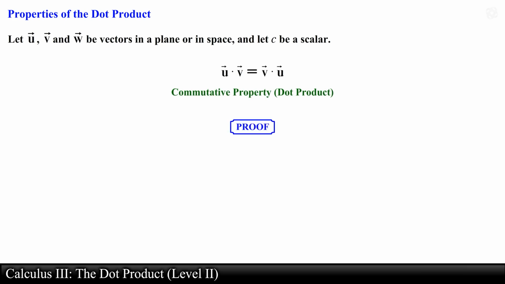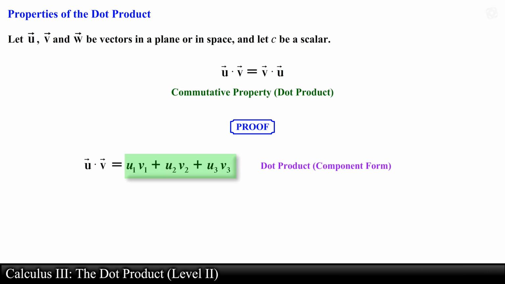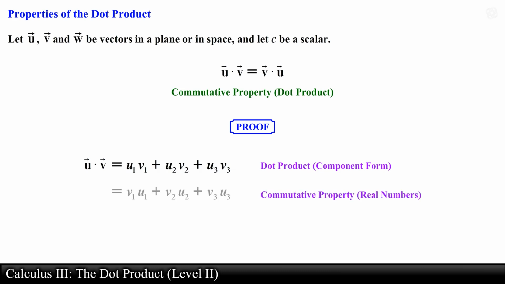The proof of this and the other properties are mostly computational proofs. For example, to prove the commutative property, we first define vector u and vector v in component form. Then, by using the vector component definition of the dot product, we express u dot v as follows. Then, by using the commutative property of multiplication for real numbers, we rearrange the product.